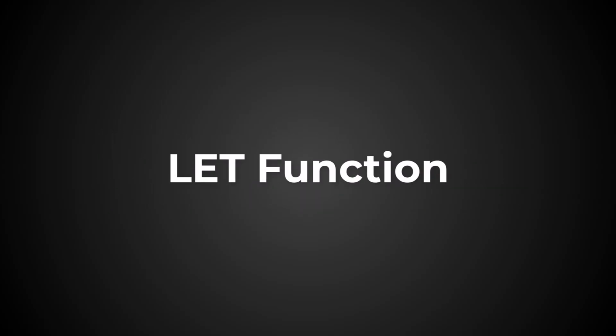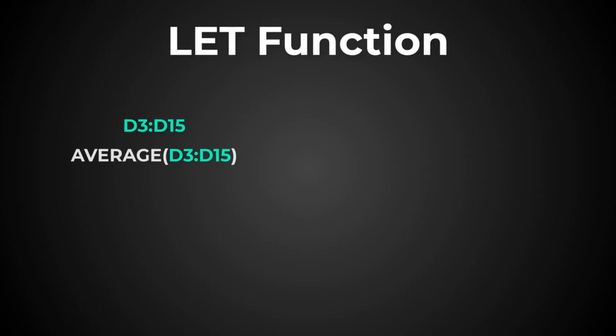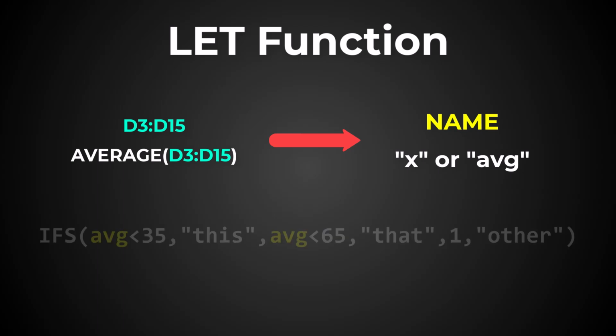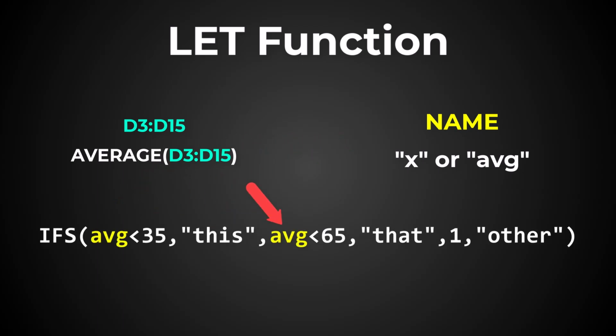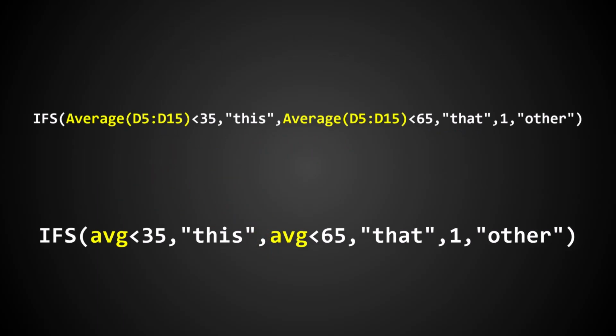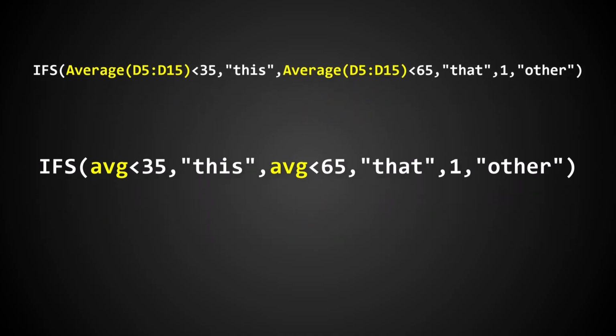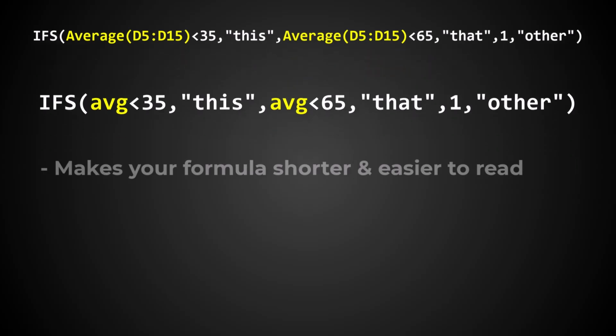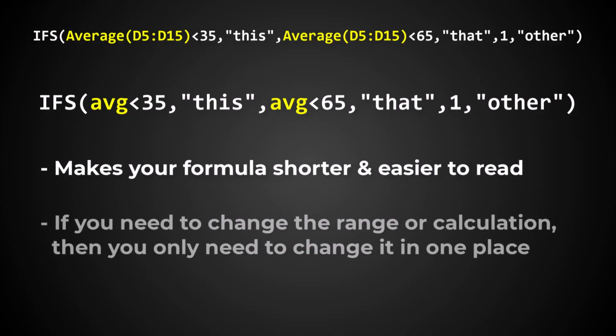Well, it's called the LET function, and it allows you to take a reference or calculation, give that a name like x or average, and then use that name throughout the rest of your formula. So instead of having to enter the average function and select the same range over and over again, you can give it a name like average, and then you can use that name wherever you need it. This makes your formula shorter and easier to read. Plus, if you need to change the range you're referencing or the calculation itself, you only have to change it once instead of changing it in multiple places, so your formula is easier to update.